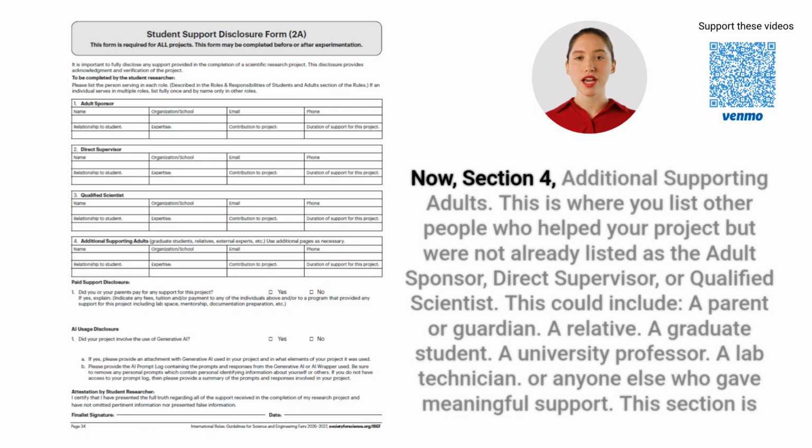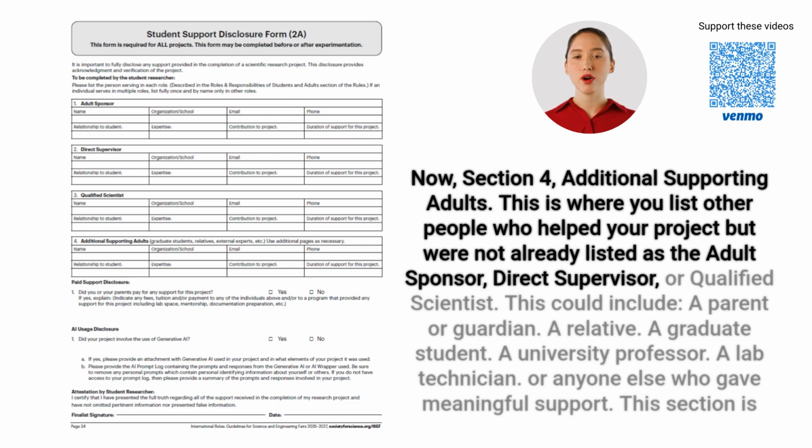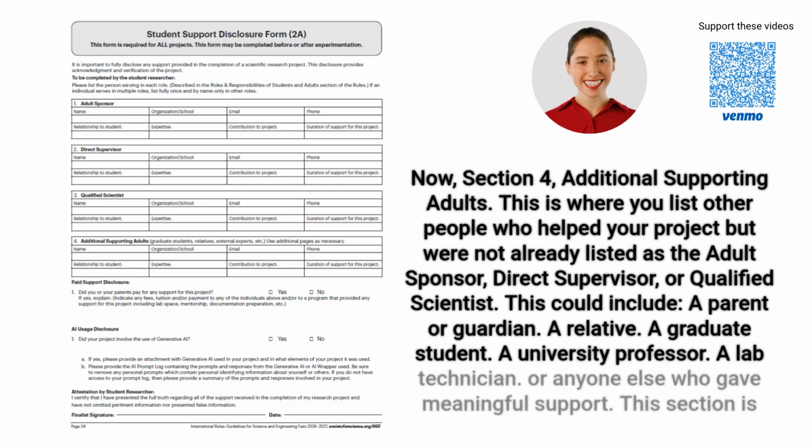Now, Section 4, Additional Supporting Adults. This is where you list other people who helped your project but were not already listed as the adult sponsor, direct supervisor, or qualified scientist. This could include a parent or guardian, a relative, a graduate student, a university professor, a lab technician, or anyone else who gave meaningful support.